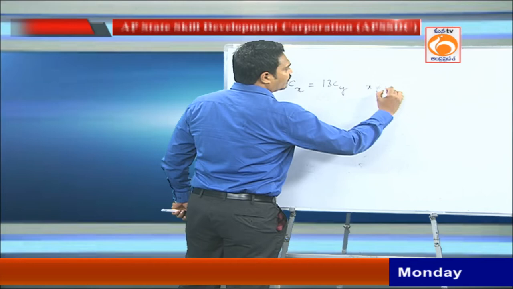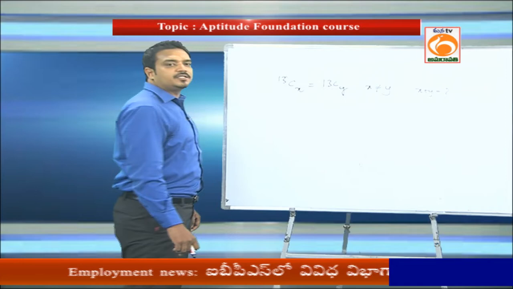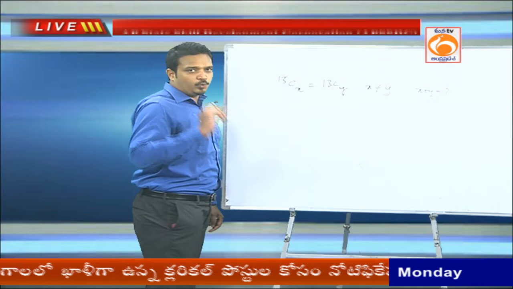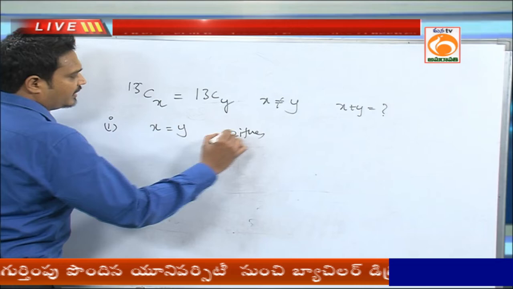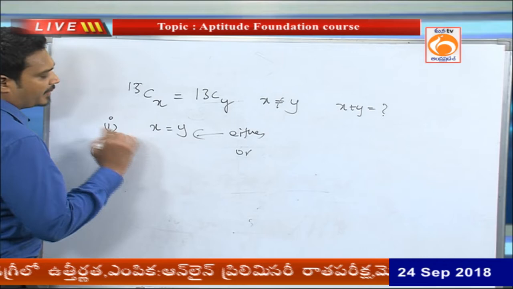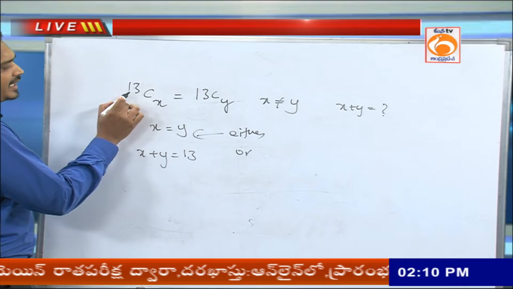It is so simple, and these are the combinations you need to understand. Guys, if 13CX is equal to 13CY, then we have two cases. The first case is that X is equal to Y. In the sense, either X is equal to Y, or the second case is that X plus Y must be equal to 13. I repeat, this number in the n place is 13, correct?